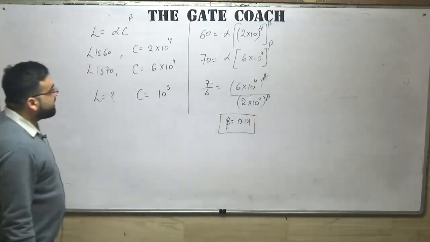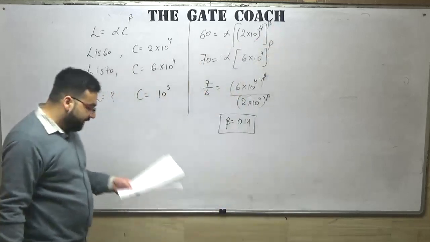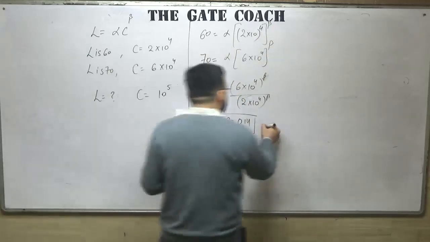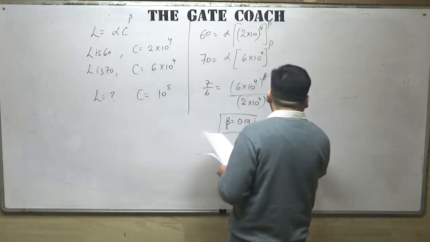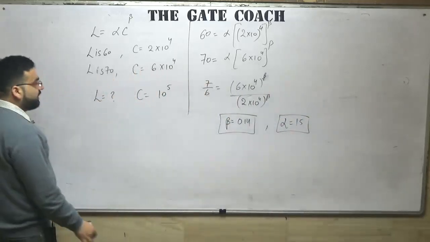Once you get the value of beta, you can put the value of beta either in this equation or this equation, you will be getting the value of alpha. The value of alpha is coming out to be nearly 14.99, or you can say that alpha is coming out to nearly 15. You will be getting the value of alpha, you will be getting the value of beta.